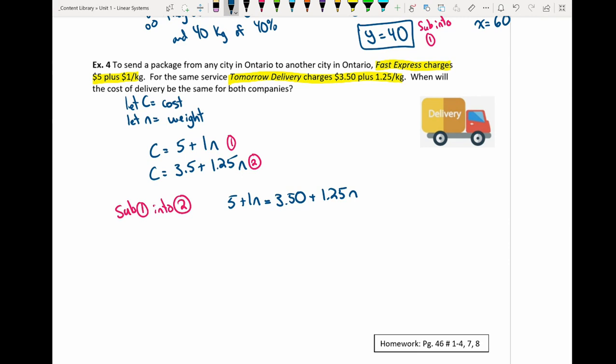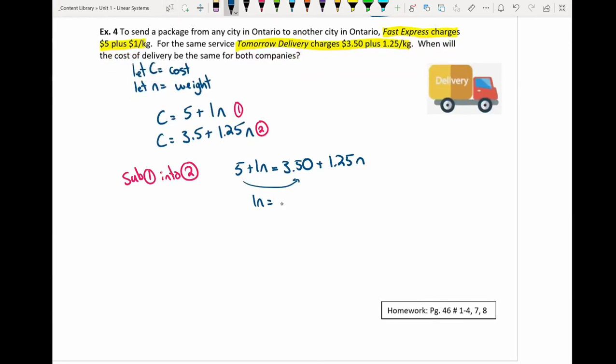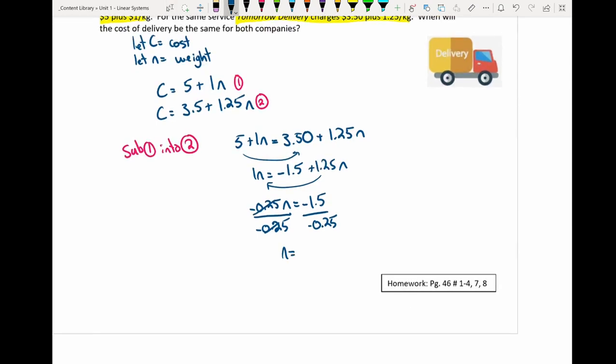Now I'm going to solve. I'll do it step by step. I want to get my letters away from each other. So I'm going to move the 5 over, and I get 1N equals negative 1.5 plus 1.25N. I'm going to move this over and get my N's together, and I get negative 0.25N equals negative 1.5. I'm going to divide to get N by itself. It cancels out on one side, and I'm left with N is equal to 6.